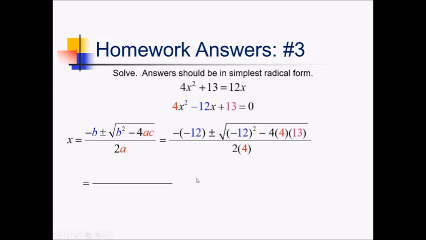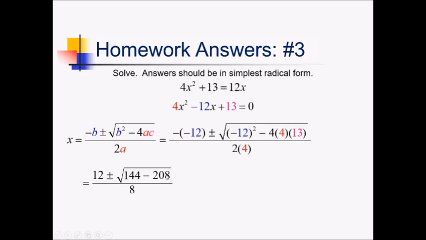Simplifying things further, this negative 12 is now a positive 12. Plus or minus square root of, let's see, negative 12 squared is 144. And then 4 times 4 times 13, well, 4 times 13, that's 52. 4 times 52, that's going to be 208, and we're subtracting all that. And then finally, we have 2 times 4 below, that's going to be 8. Let me simplify the stuff inside that radical.